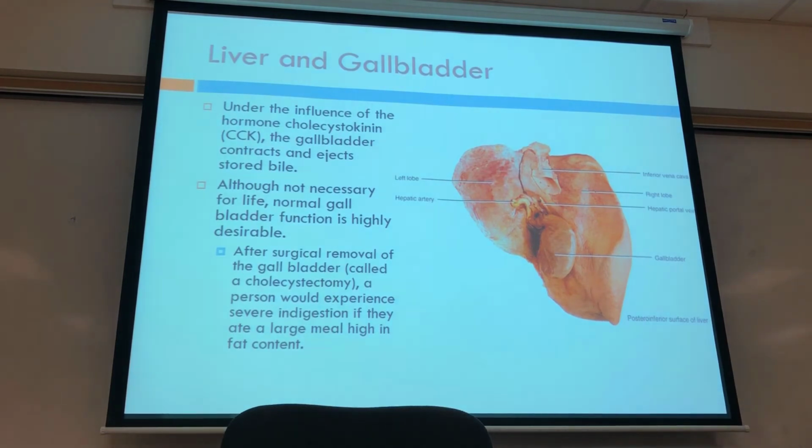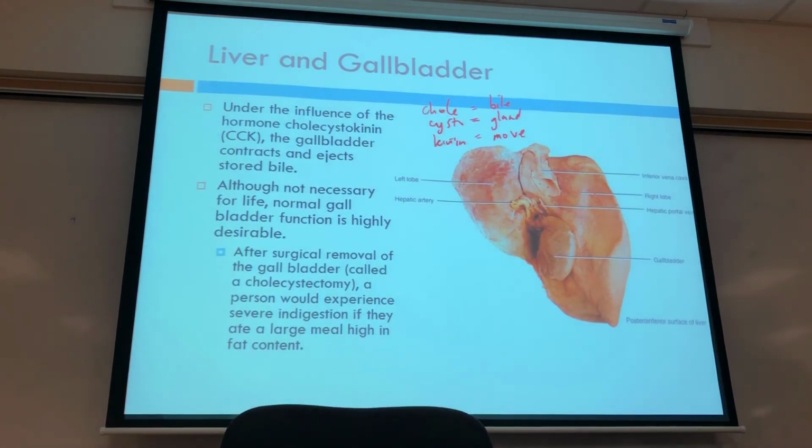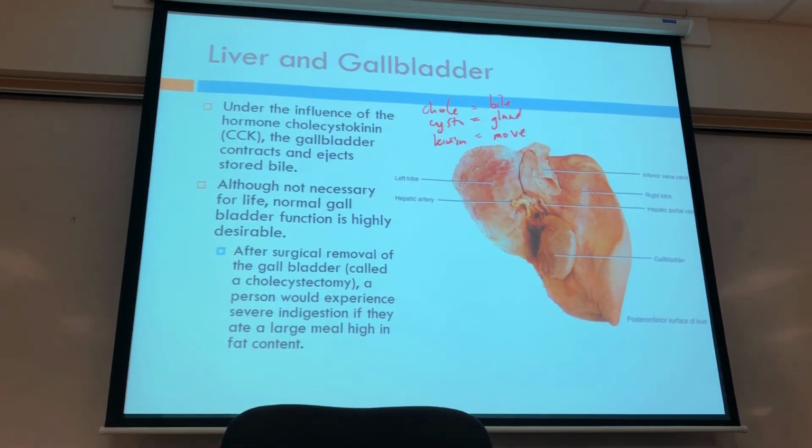So why is it called cholecystokinin? If you break down the word, cysto means gland, chole means bile, and kinin, like kinesiology, is to move. So bile gland move is basically the name of it. This hormone comes in and causes the gallbladder to contract and secrete that concentrated bile to make its way down the common bile duct to dump right into the hepatopancreatic ampulla.